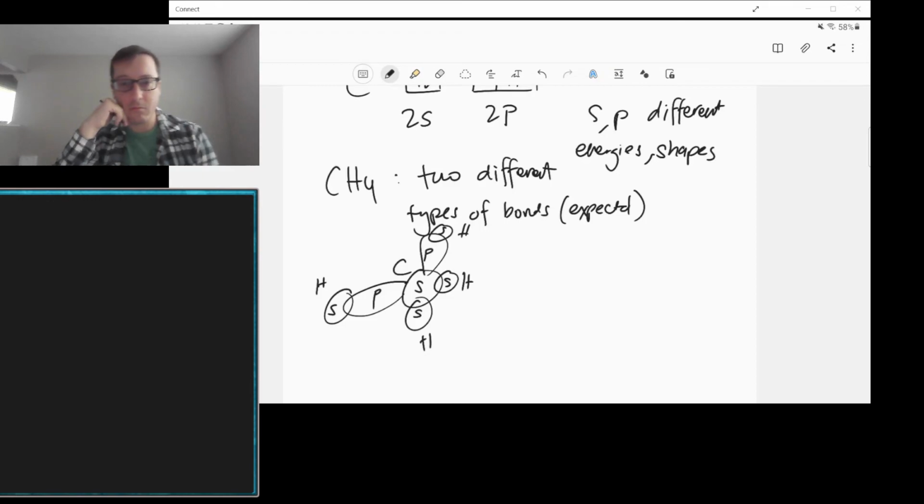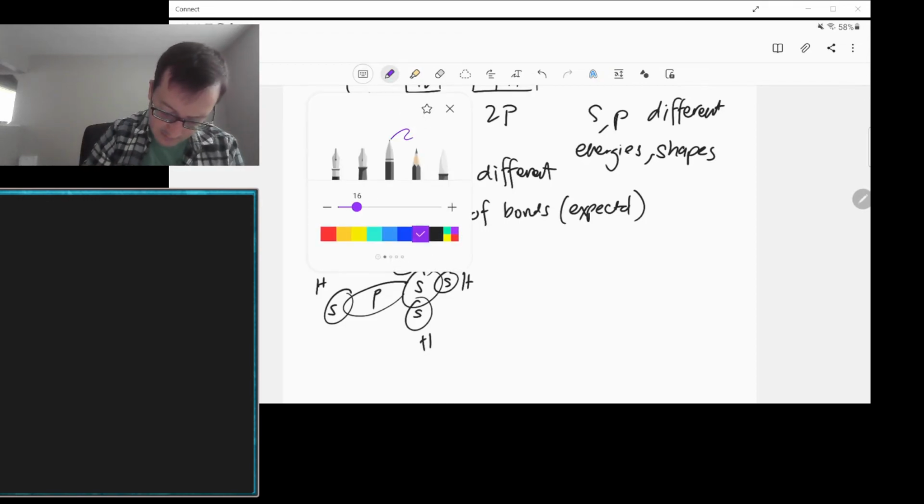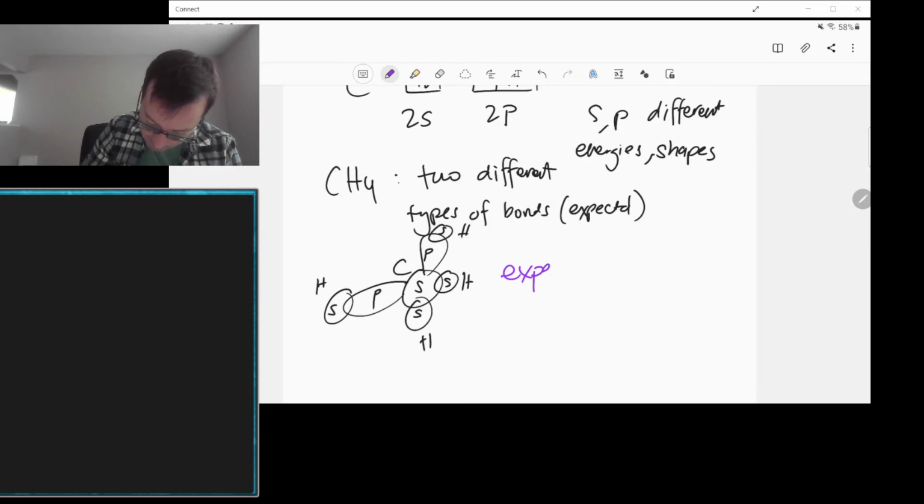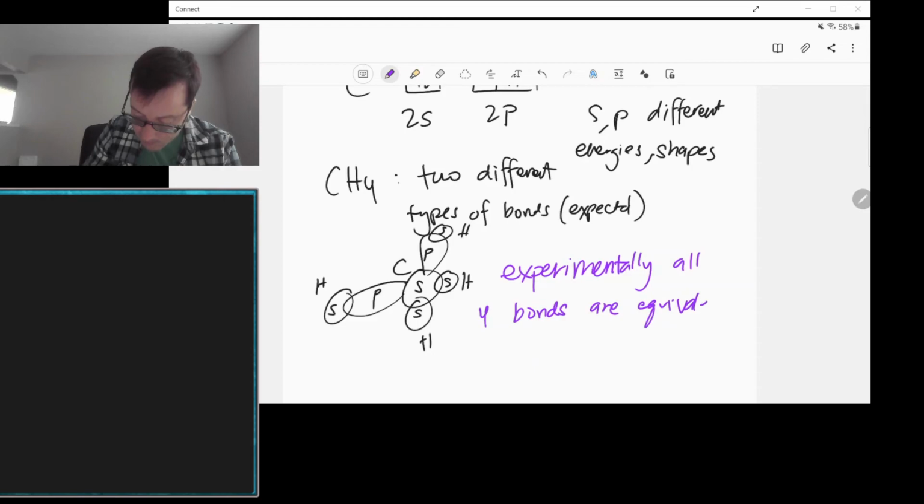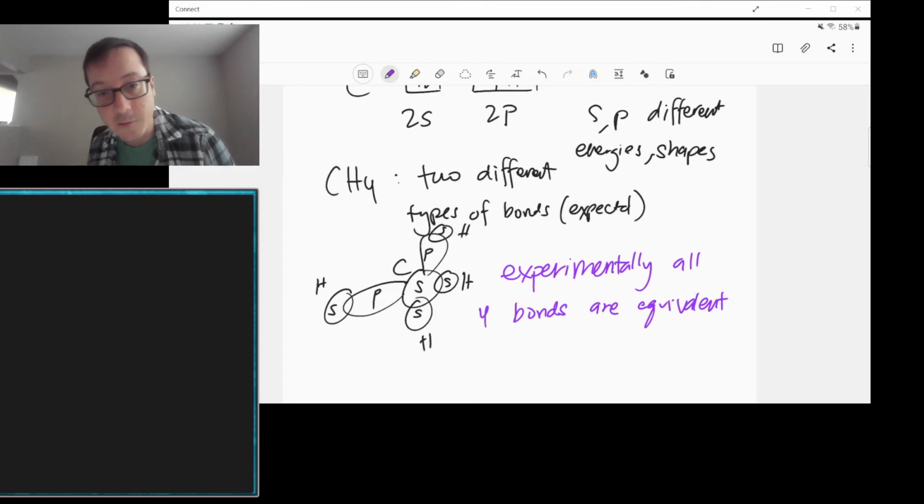But experimentally, all four bonds are equivalent. So the bond length, the bond strength, everything is identical with these bonds. Otherwise, we might see some polarity here. And we know methane is completely nonpolar. Because if we'd have different things on our carbon, we would expect different properties. But all four bonds are, in fact, equivalent to each other.